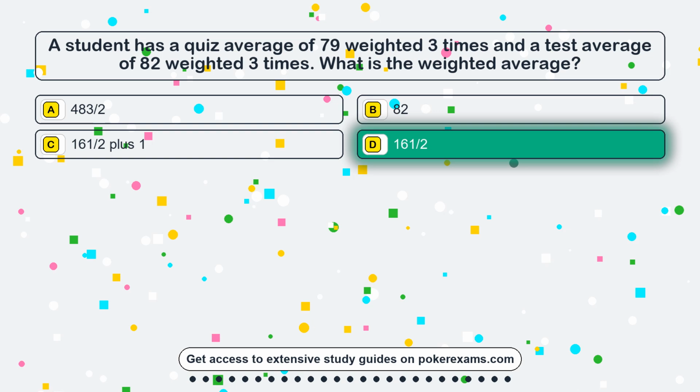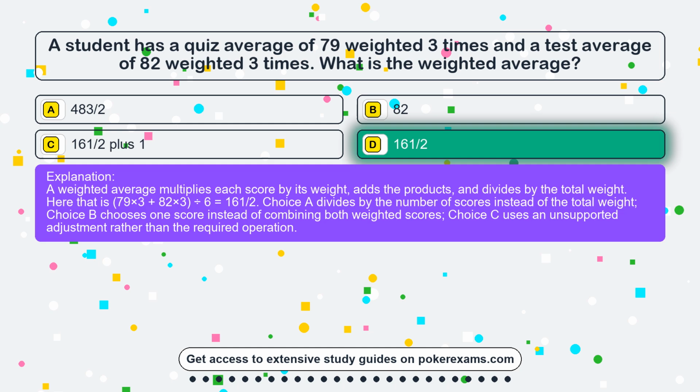The correct answer is option D, 161/2. A weighted average multiplies each score by its weight, adds the products, and divides by the total weight. Here that is 79 times 3 plus 82 times 3, divided by 6, equals 161/2. Choice A divides by the number of scores instead of the total weight, choice B chooses one score instead of combining both weighted scores, choice C uses an unsupported adjustment rather than the required operation.